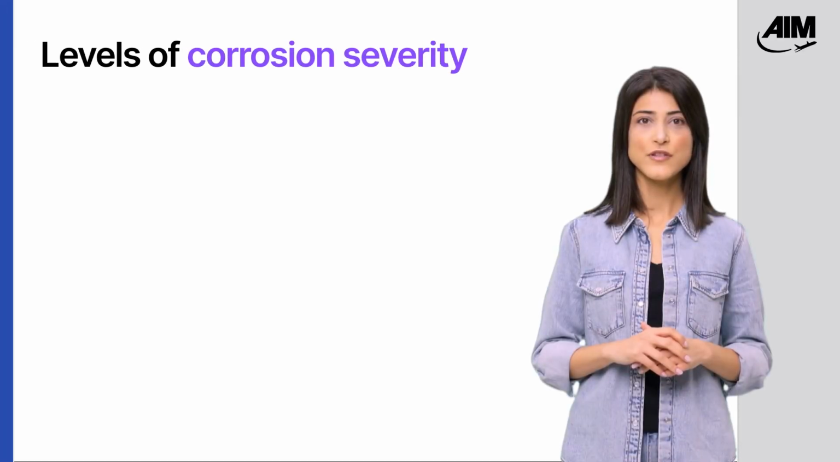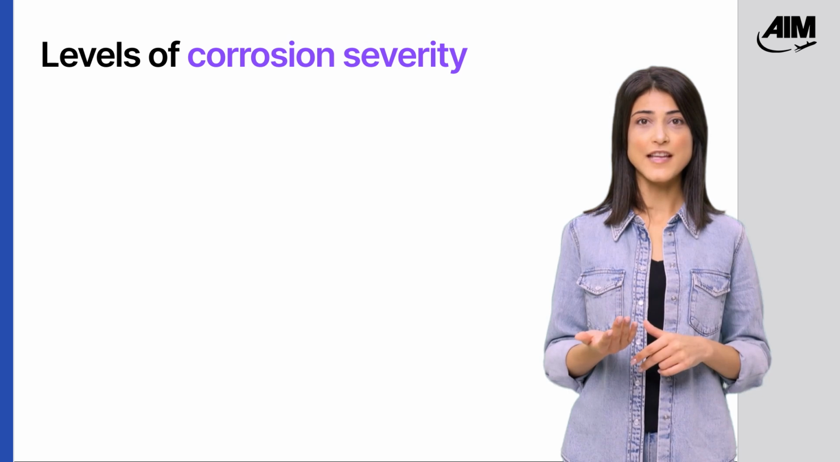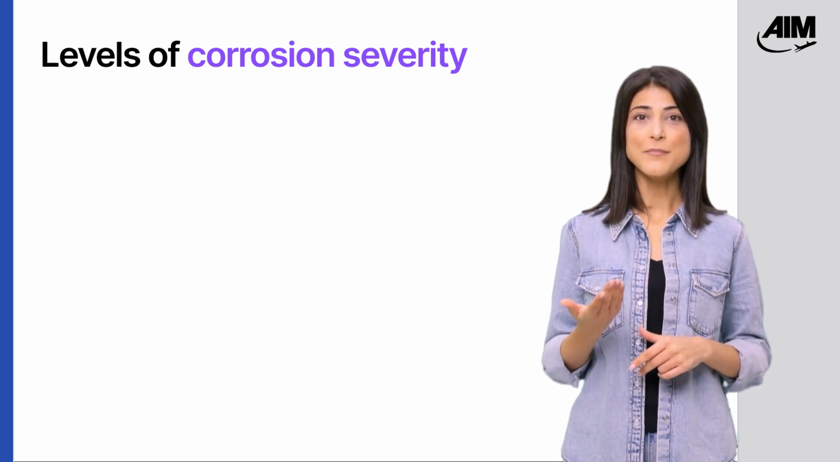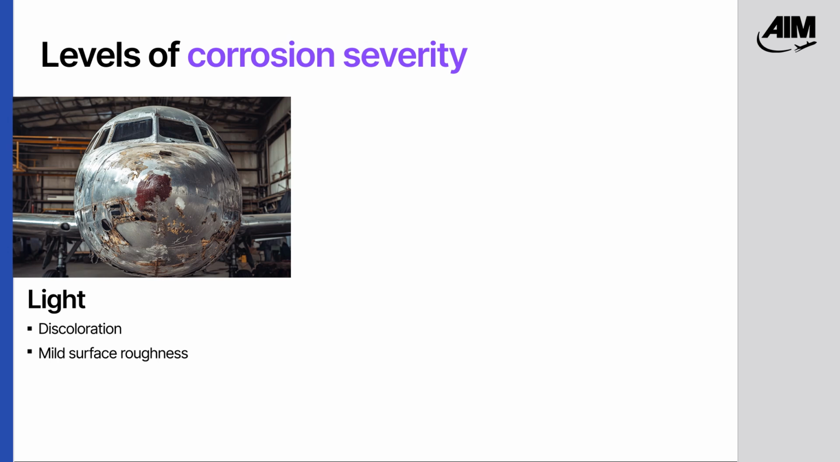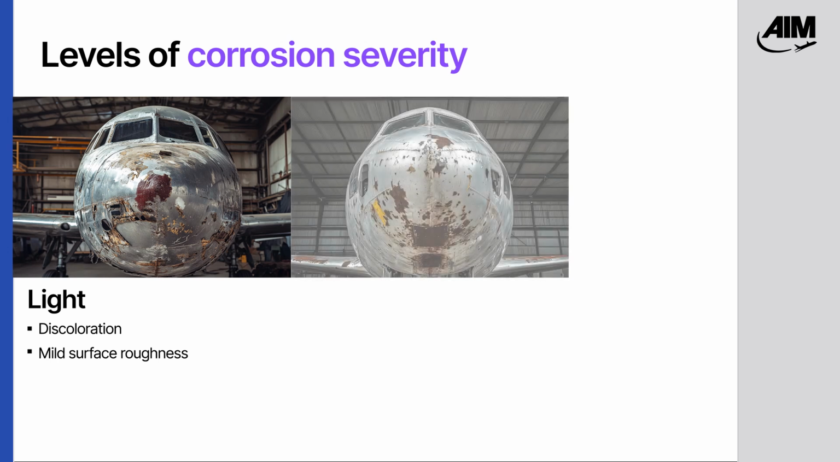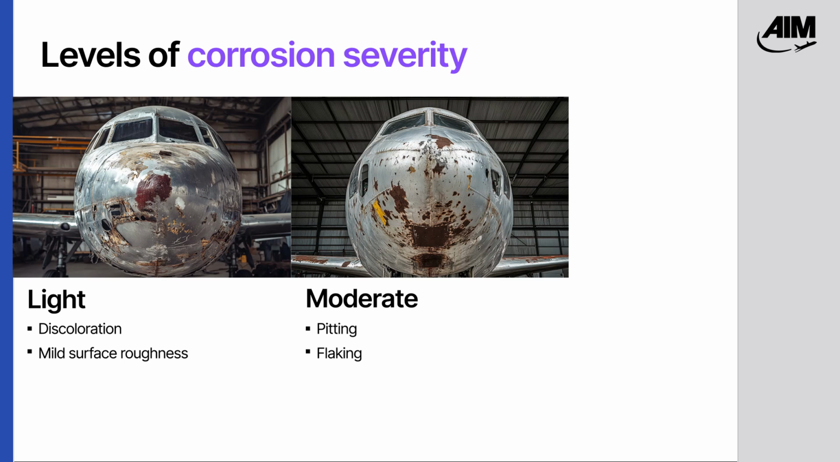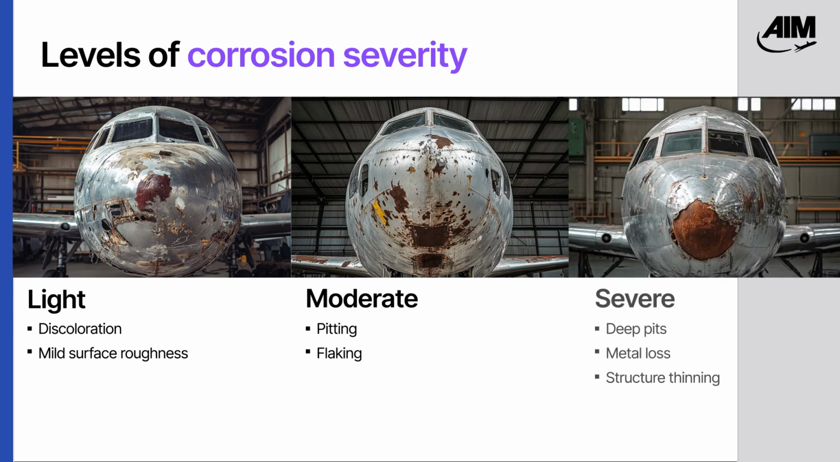Technicians must be able to assess how severe the corrosion is, because that determines the next steps. Let's break it down by type. Light corrosion usually appears as discoloration or mild surface roughness. Moderate corrosion may include small pits or flaking. Severe corrosion involves deep pitting, metal loss, or thinning of the structure, and it must be addressed immediately.